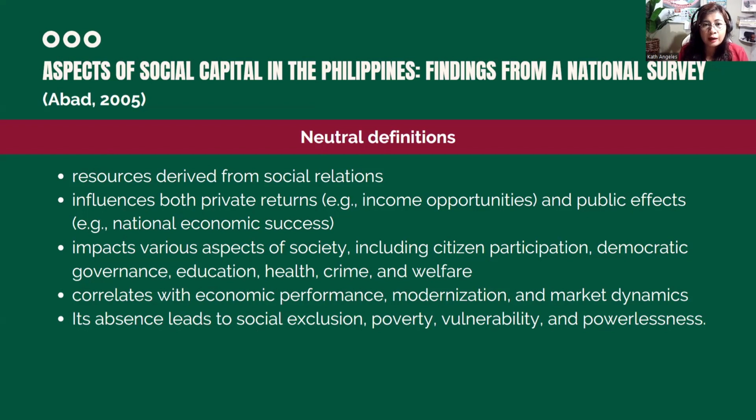So whoever is being connected, whomever's social capital is being tapped, whether it's private or public, they can influence both private and public sectors. It also impacts various aspects of society, including citizen participation, democratic governance, education, health, crime, and welfare, among many others, of course. It also correlates with economic performance, modernization, and market dynamics. And the absence of social capital is believed to lead to social exclusion, poverty, vulnerability, and powerlessness.